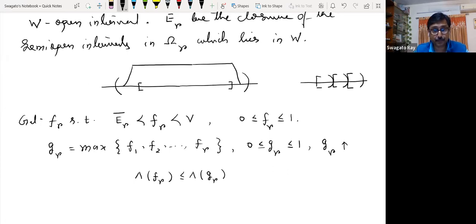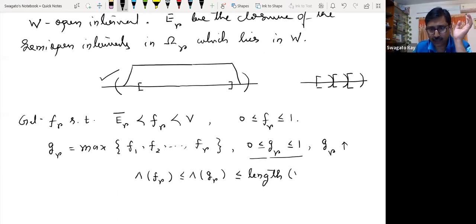GR is always less than or equals to 1. Now, how does one define lambda GR? Well, by looking at its maximum, minimum, and then the Riemann sum kind of a thing. Now, in the Riemann sum, all those values GRX are lesser equals to 1. That means it is lesser equals to the length of the supporting interval. But all those supporting intervals are sitting inside the set W, which I have denoted here as the open interval. So this is actually lesser equals to the length of W.